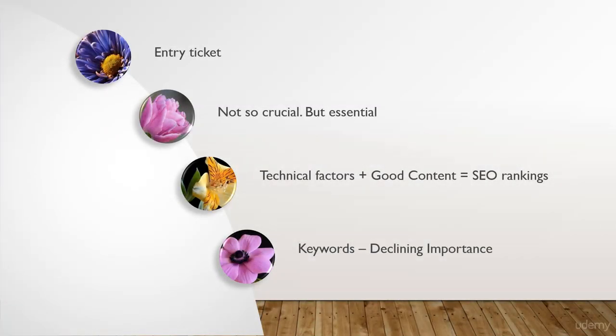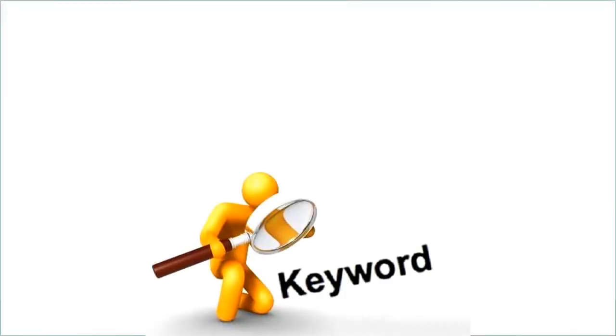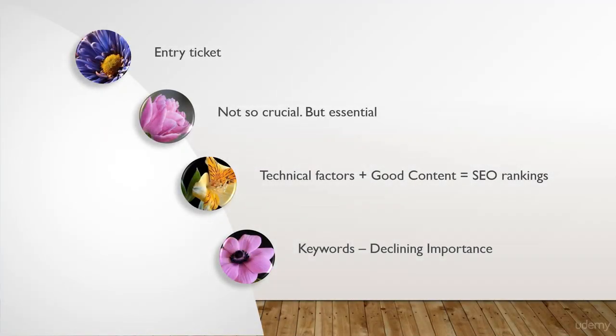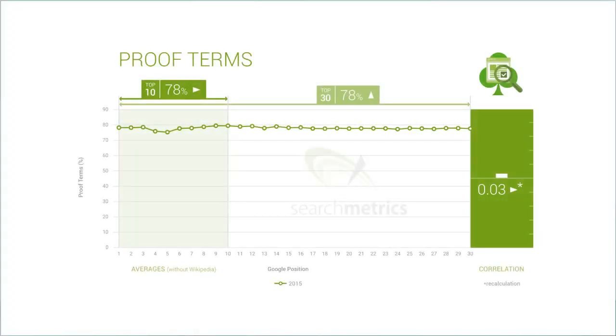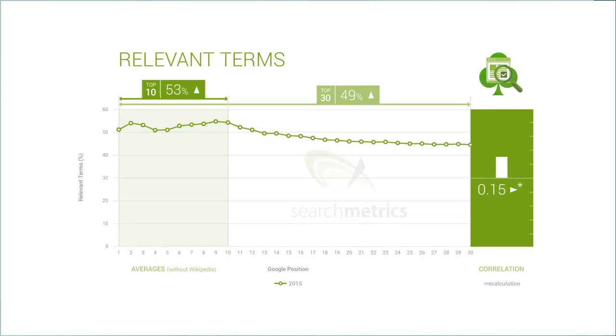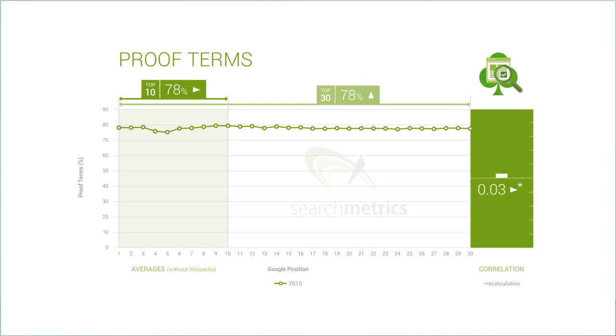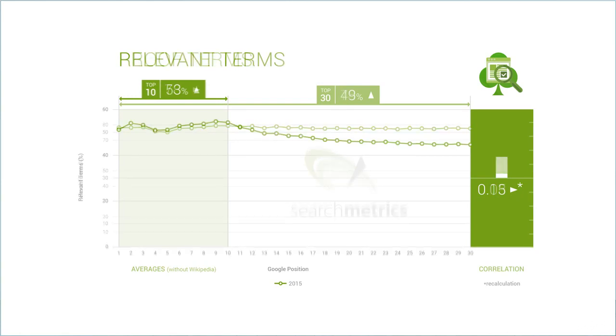But do you know one thing? Now the best SEO content is the one which doesn't have the keyword in the body of the post. Do you wonder how it can happen? Because recently there is a higher rate of emergence of proof terms, relevant terms, etc. Don't confuse yourself with what is a proof term and what is a relevant term. We will see everything in detail in the upcoming sections and lectures.